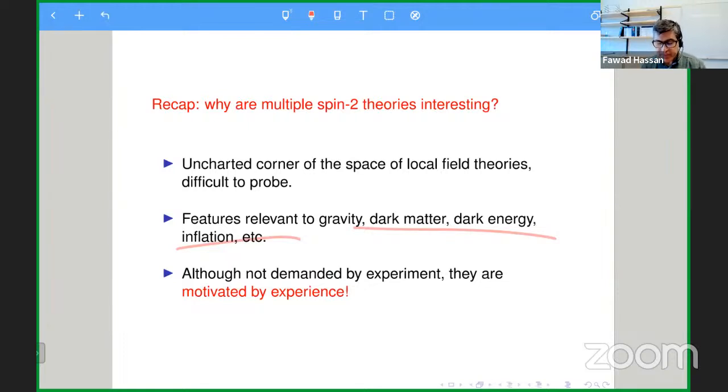So our approach is that these theories are not demanded by experiment, but they are motivated by experience, because we know that whenever people constructed consistent field theories, it turned out that they had relevance for nature. That itself is a good motivation for studying these theories and figuring out whether they really exist or not. This is essentially the final frontier in the space of classical field theories which we have not explored. By this, I mean classical field theories with finite field content, which by definition means that we have to restrict ourselves to spin 2 and below. So that's the motivation part.